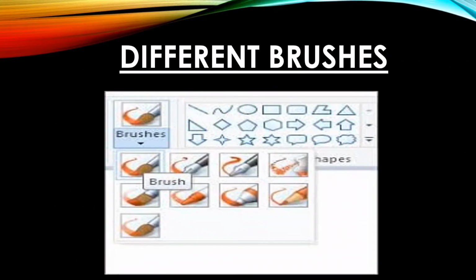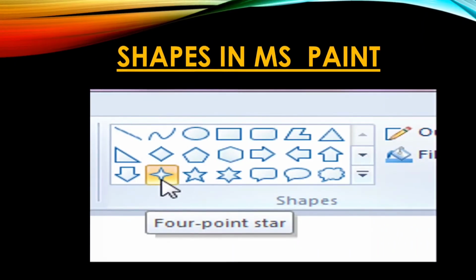Remember, we have discussed the brush. This is the brush tool. You can see different types of brushes over there. Now see, shapes in MS Paint. We have seen the different shapes also: line, curve, circle, rectangle. Here is a 4-point star, a 5-point star, 6-point stars, arrow, callouts. In the next video, we will see about the callouts also.